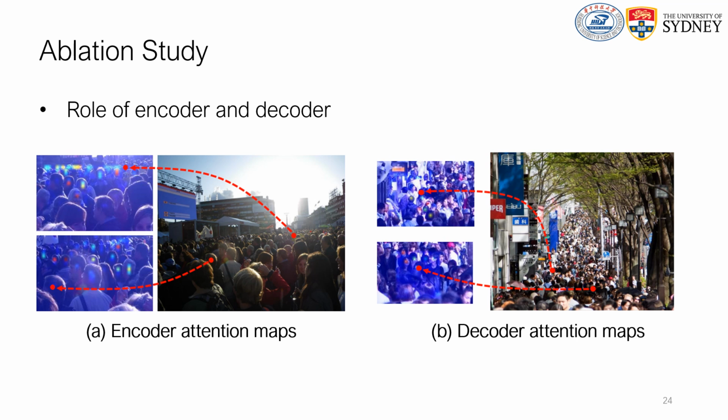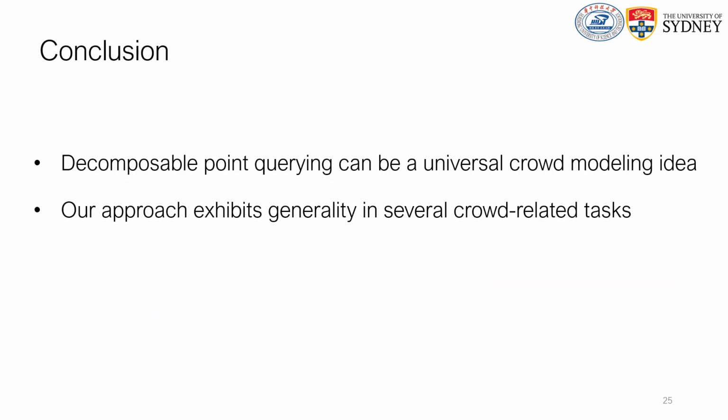Now we analyze the role of encoder and decoder. Interestingly, the attention map of the encoder and decoder seems similar. They both capture similar crowd information within a rectangle window. This may be attributed to the single-class nature of the crowd, because the model only needs to distinguish human heads. In conclusion, we show that decomposable point querying can be a universal crowd modeling idea. And our approach exhibits generality in several crowd-related tasks.